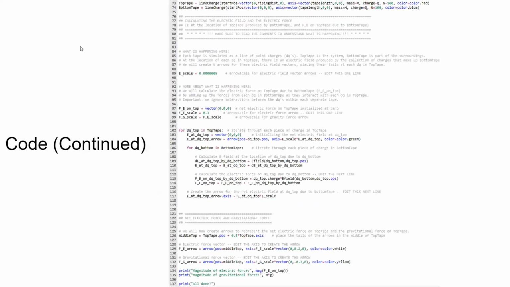Going over to this part of the code, this is the top and bottom tape, and this is how they're both being modeled. It's using that function. The number of times the charge is being inputted in the code is 100 times, so it'll be 100 mini spheres in lines parallel to each other. Over here, this is how the electric field is going to be modeled. And down here is how the two forces are going to be modeled, electric force and gravitational force.